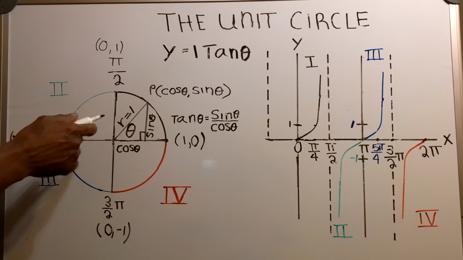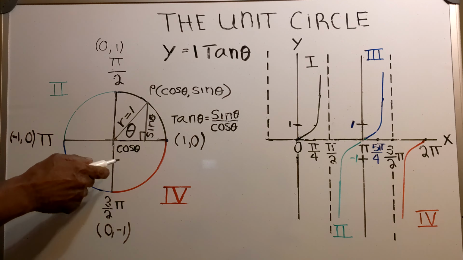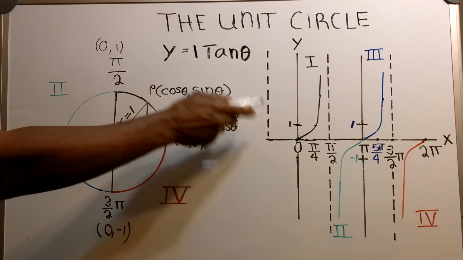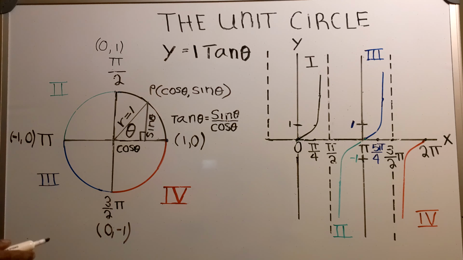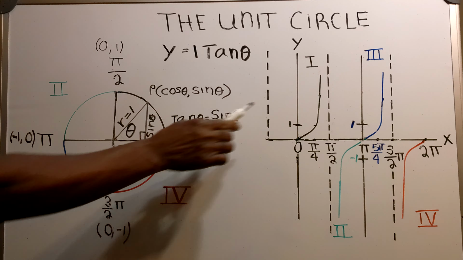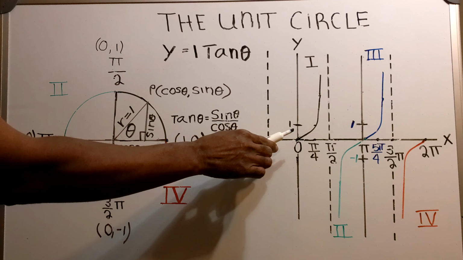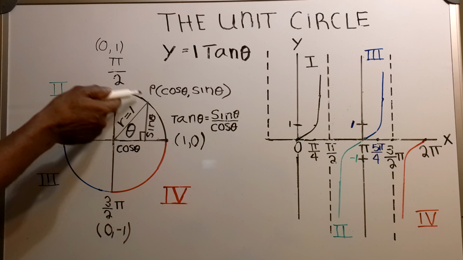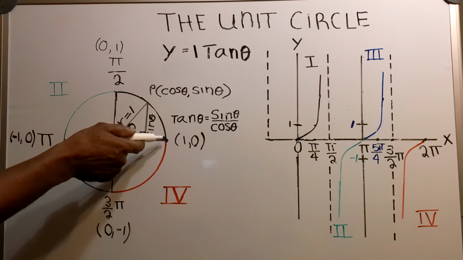Now in this video, I have the unit circle and the graph of y equals tangent theta. And I'm going to explain to you how this graph is generated by rotating this point P for 360 degrees around the circle.